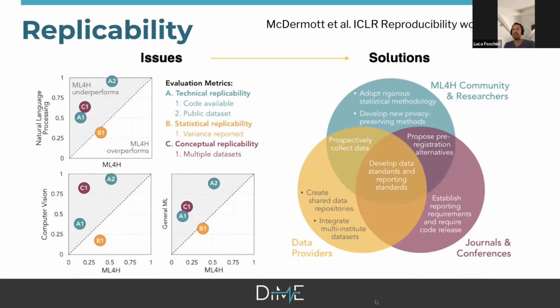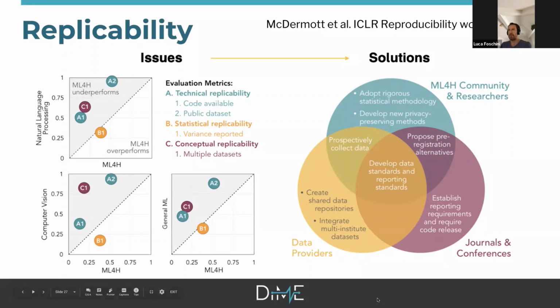So we found out that as compared to other disciplines where machine learning is used as a tool and they are more mature, such as natural language processing and computer vision, machine learning for health, ML4H in the plots here on the left-hand side, tends to underperform in this dimension of technical replicability, statistical replicability, and conceptual replicability.